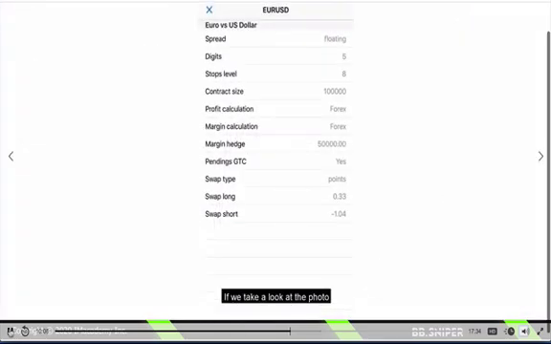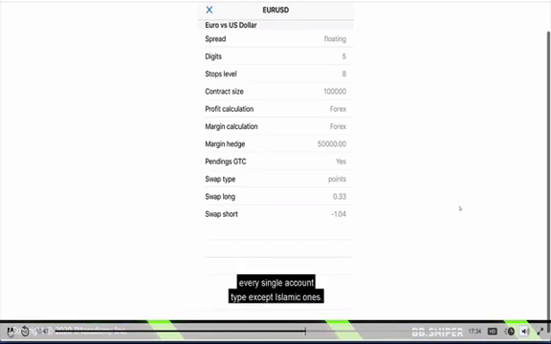If we take a look at the photo that's up on the screen right now, this is a Euro USD demo screenshot of what swap fees would be involved with taking a trade on this specific currency pair. If you bring your attention down to the bottom where it says swap long and swap short, you'll notice that one of them is positive and one of them is negative. That's one of the really cool things about swap.